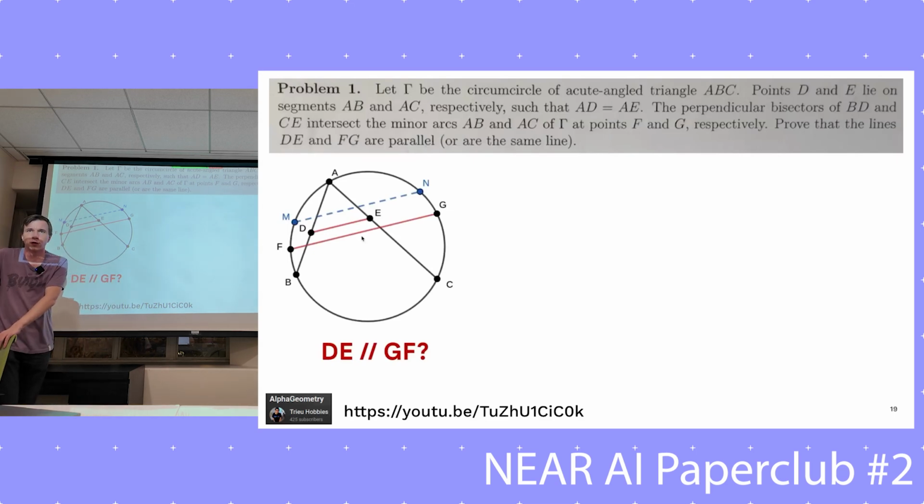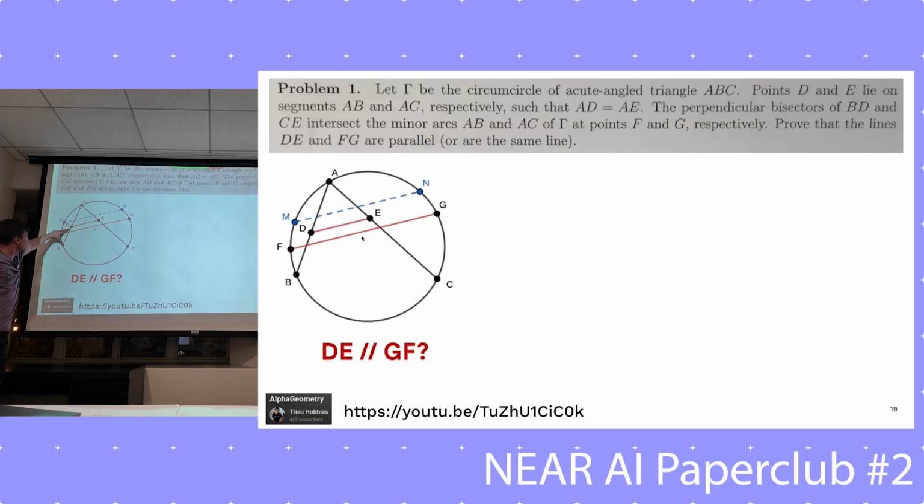That's a problem from one of the IMOs. It says you have a triangle ABC, and there are arbitrary points D and E, which are equally far from A. Then you construct BD and CE. You look at these two segments, BD and CE, and you construct the perpendicular here. It is not drawn. And the intersection of it with the circle is points G and F.